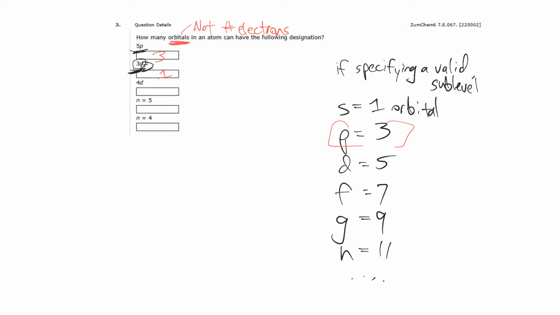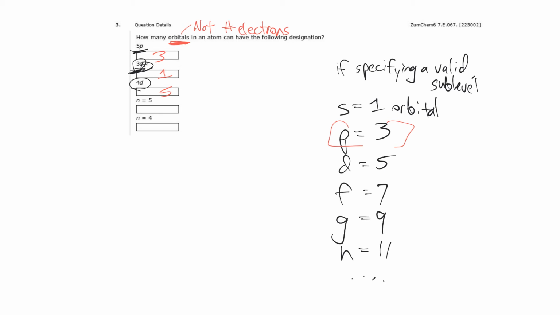The 4d sublevel, is that valid? Yes. The angular number that corresponds to a d sublevel is 2, and since that's within the range of 1 less than the principal number, that is valid. They don't specify which particular d orbital, so up to 5. 5 orbitals can have the 4d designation.